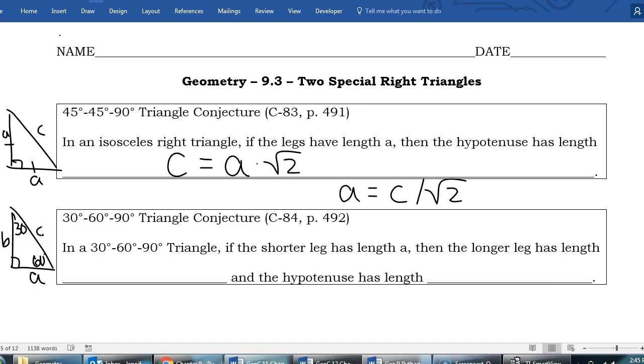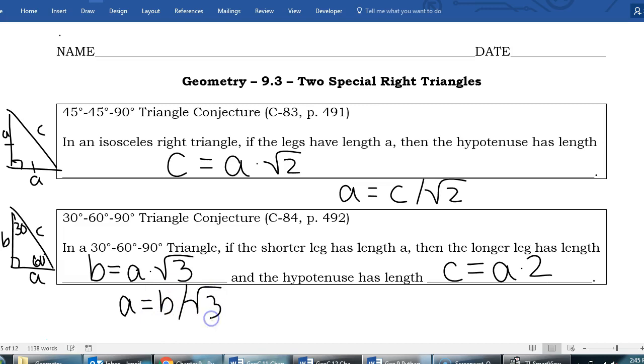So if I wanted to get the length of the longer leg, I would take the short leg and multiply it by the square root of 3. If I wanted to get the hypotenuse, I would take the short leg and just double it. I can work these formulas backwards. If I needed to get the short given the long, I would divide. And if I needed to get the short given the hypotenuse, I would divide.